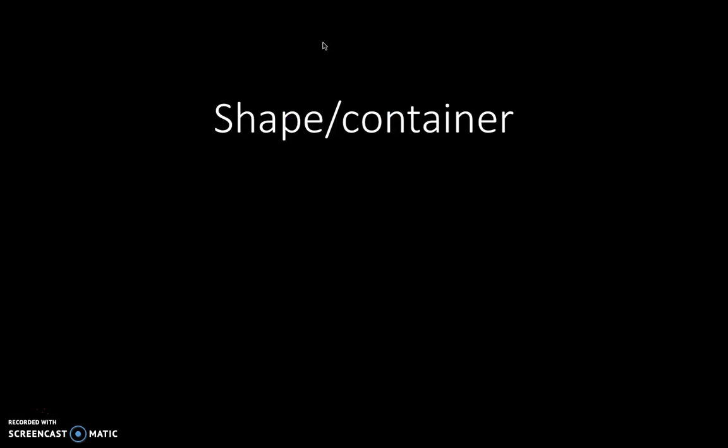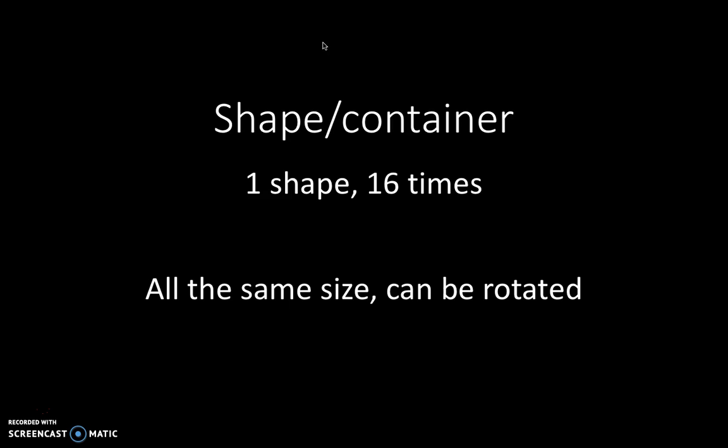For your particular project, you'll be creating one individual shape and repeating it 16 times. They're all going to be the same size, but they can most certainly be rotated. So whether you're using the pen tool or drawing out a basic shape, circular, square, or using the polygon shape tool, you're really just going to make it once and then copy and paste to repeat.